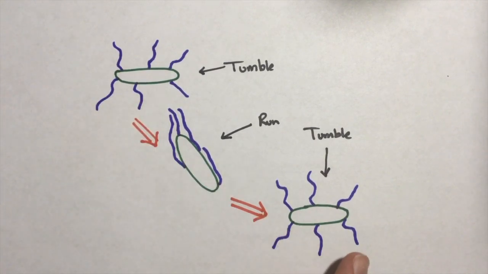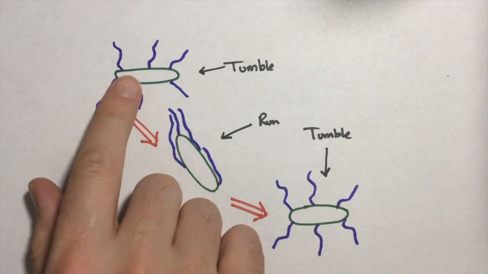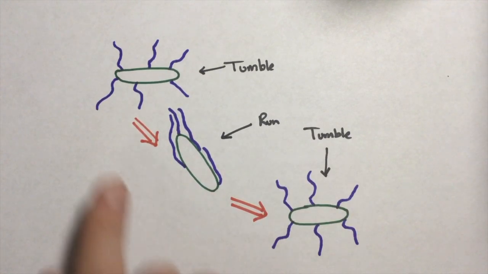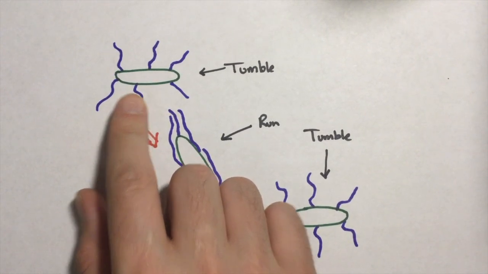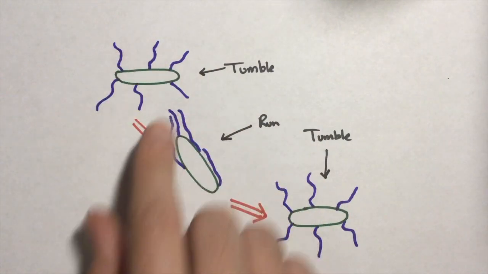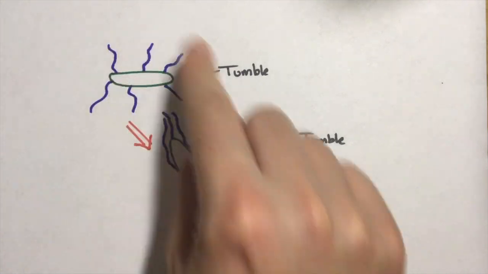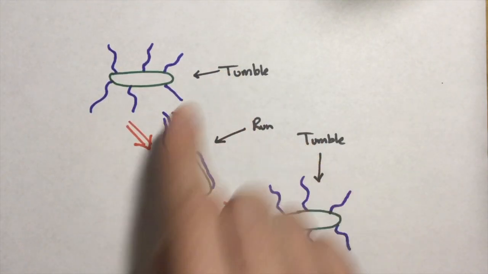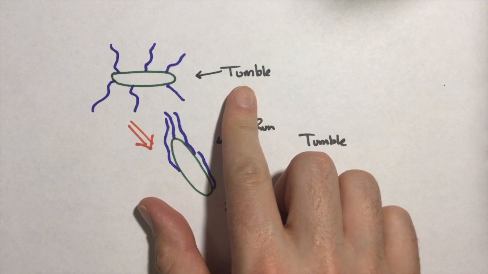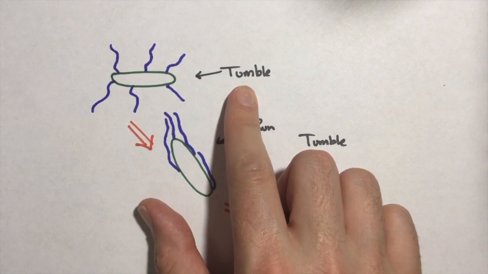So right here, we've got 3 phases. 2 of them are sort of the same phase: tumble, run, and tumble. In peritrichous bacteria, you've got these flagella on all sides of the bacterium, and when they're splayed out like this, all in different directions, it's in the tumble phase. The tumble phase is essentially when the bacterium isn't moving.